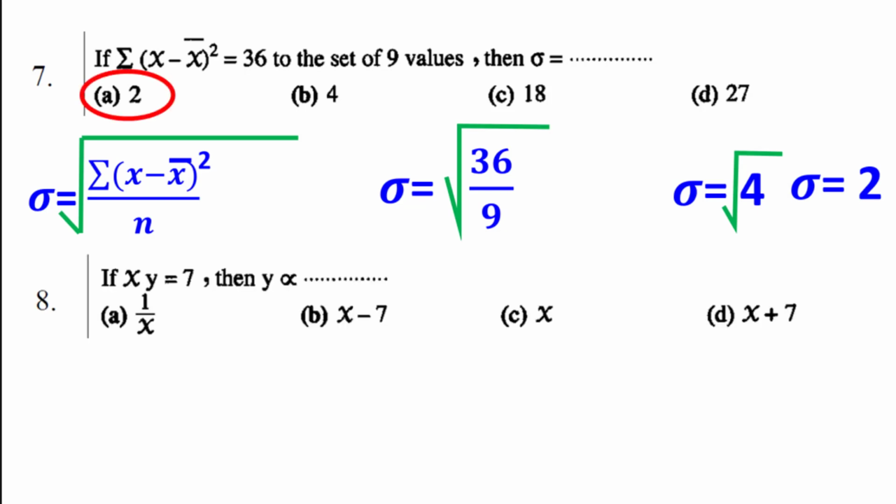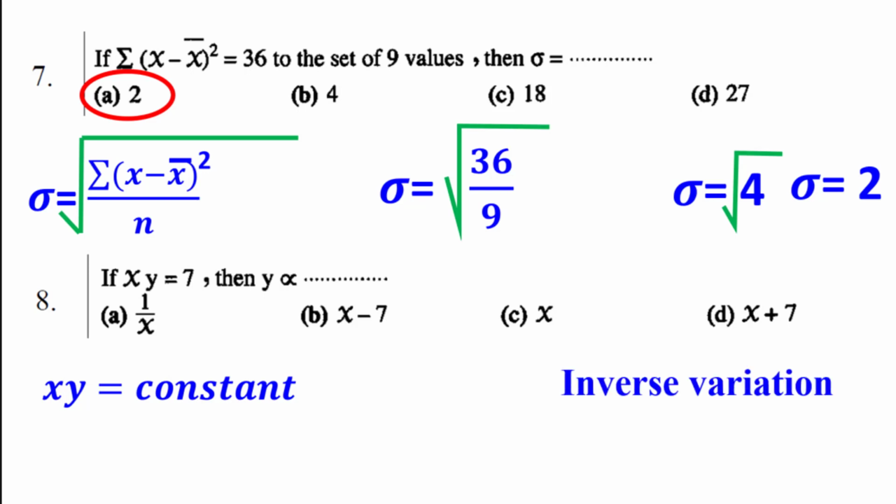Number 8, if x times y equals 7, then y varies with what, guys? 1 over x, x minus 7, x, or x plus 7. xy equals here constant, guys. So the variation is what? Is inverse variation. So y varies as x. Varies as x means what? Varies as here 1 over x. So the correct answer is A.